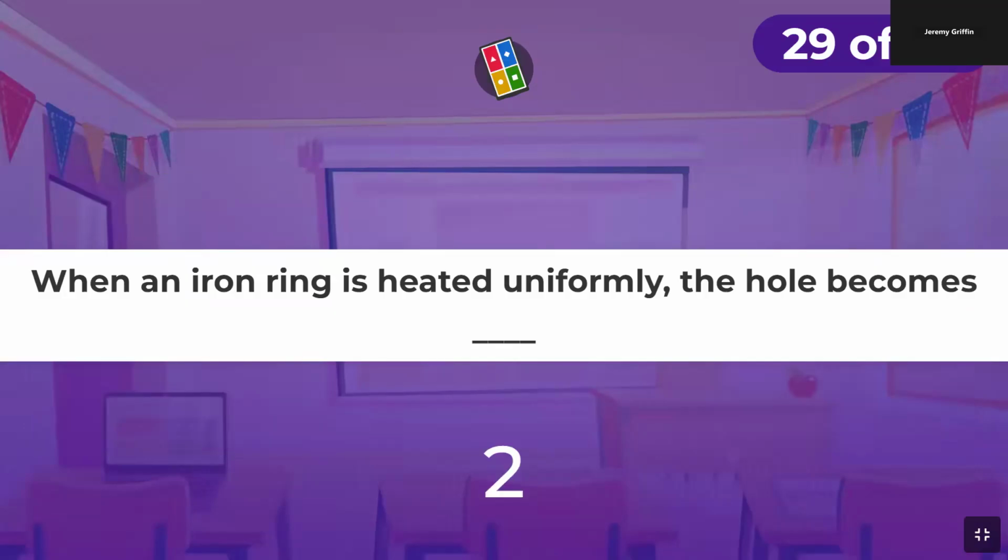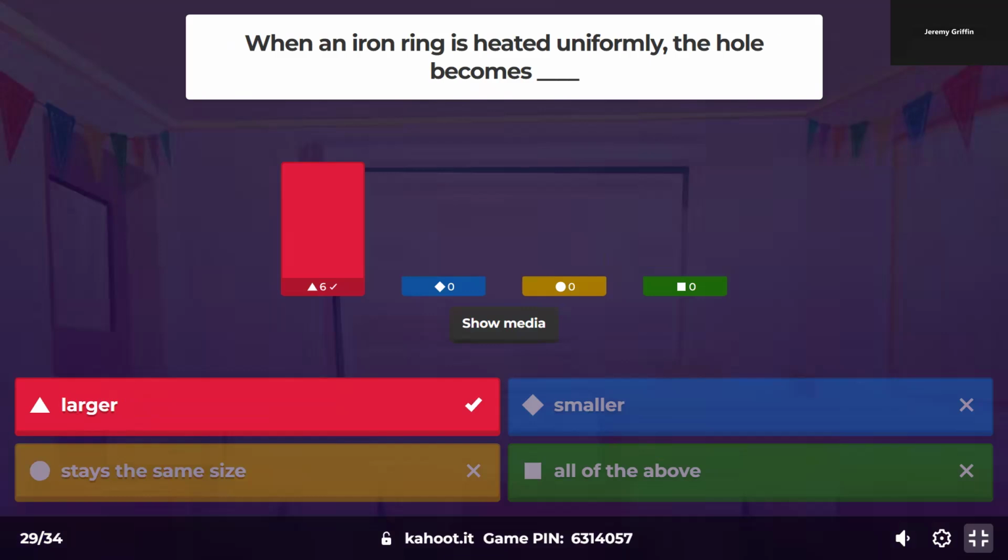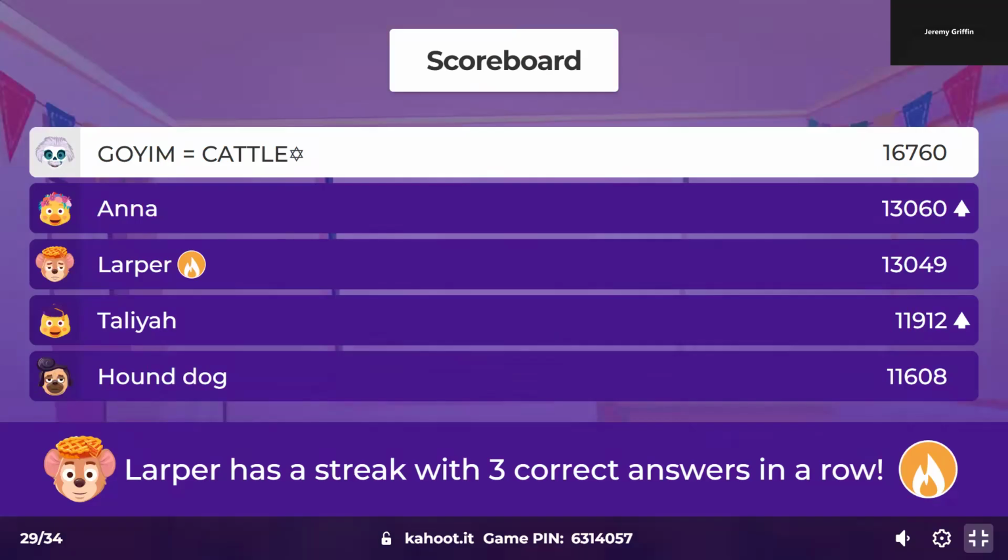An iron ring is heated uniformly. The whole ring becomes larger, so the entire object expands, including the hole in the middle, like the donut hole. You remember that one. Most materials, when you heat them, expand, including metals.